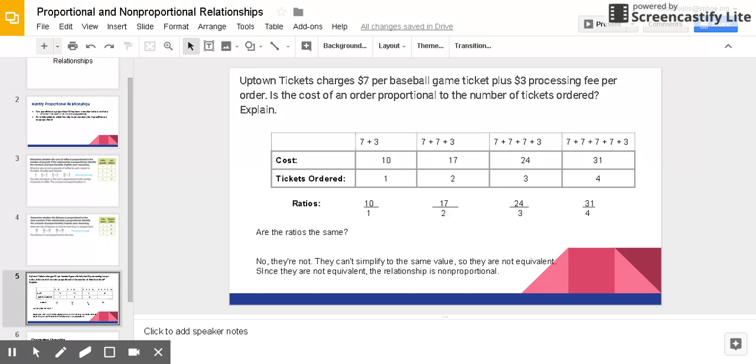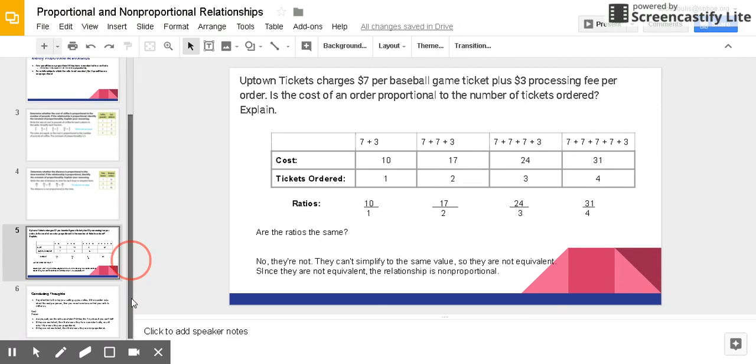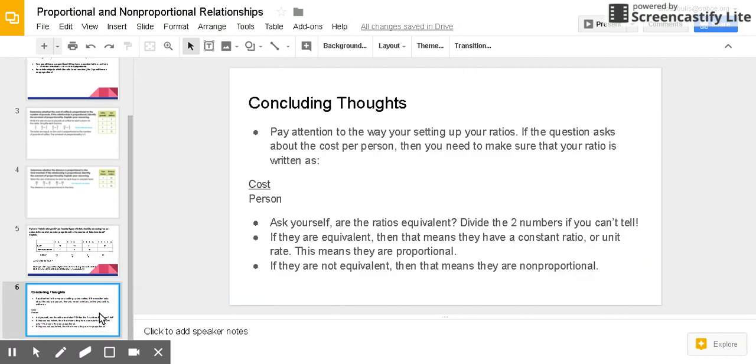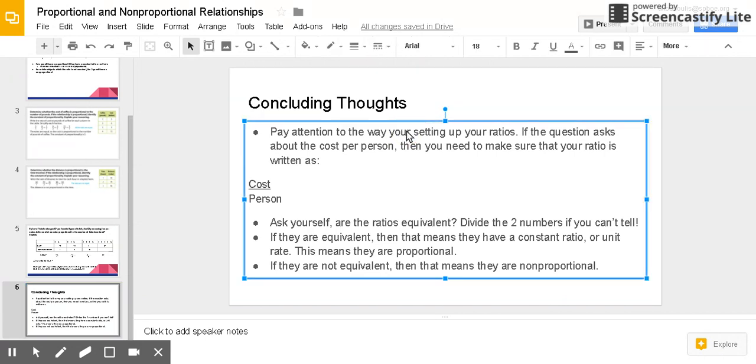Some concluding thoughts. You want to pay attention to the way that you're setting up your ratios. If the question asks about the cost per person, then you need to make sure that your ratio is written as the cost over the number of people.